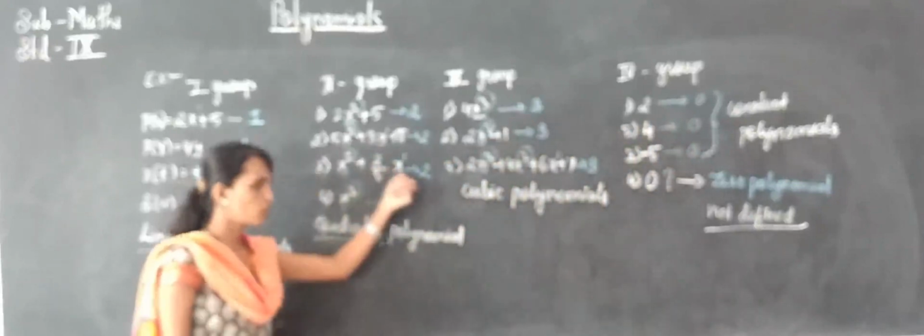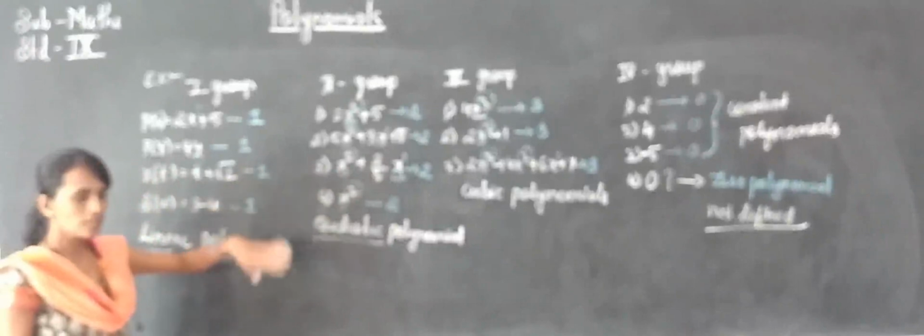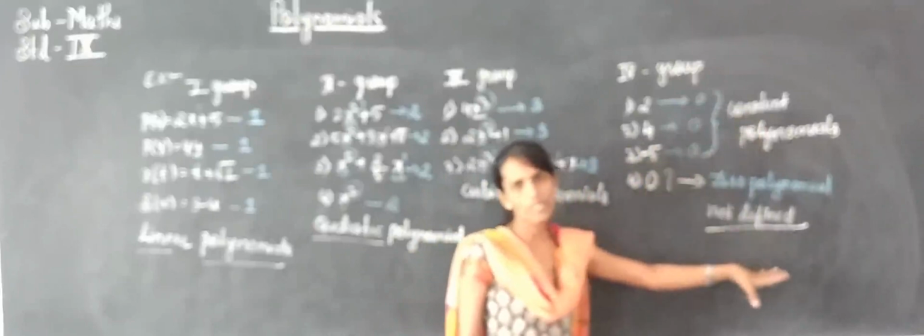The degree of a constant polynomial is 0. The degree of a cubic polynomial is 3, a quadratic polynomial is 2, and a linear polynomial is 1. Degree 1 is a linear polynomial, degree 2 is quadratic, degree 3 is cubic, degree 0 is a constant polynomial, and for the zero polynomial the degree is not defined. These are examples of all the degrees and types of polynomials.